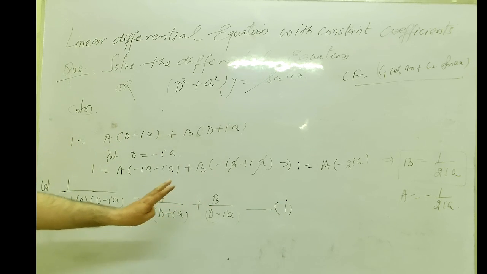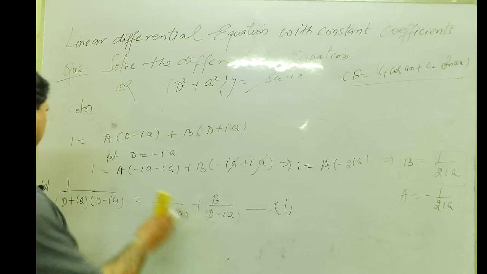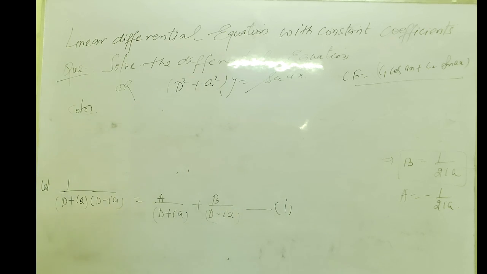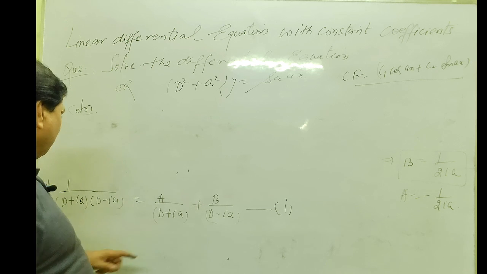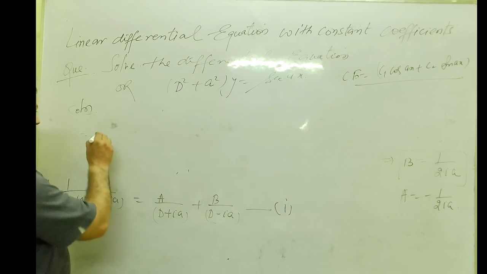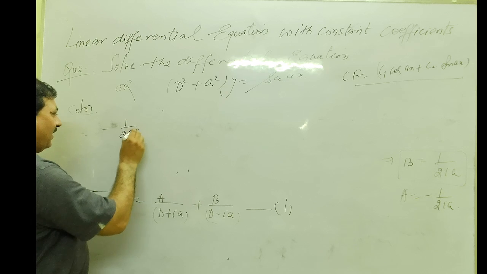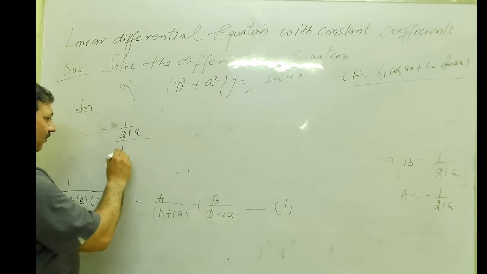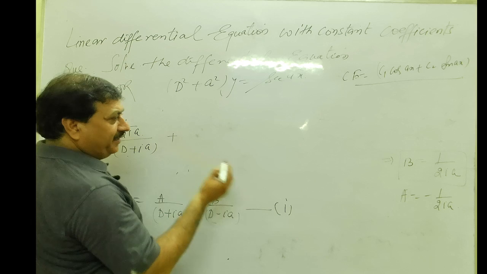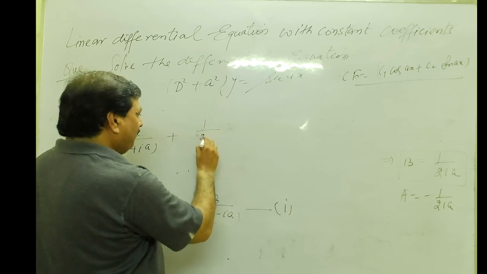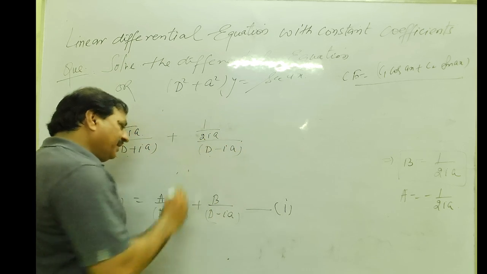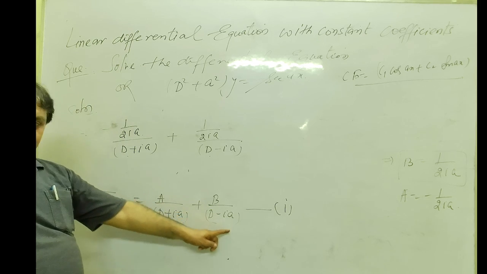Okay, my dear student, is the concept clear? Now put the values in this equation. A equals minus 1 upon twice ia, and this is the value of D plus ia, right? And this is plus sign, B value is 1 upon twice ia upon D minus ia, right? Clear? Put the values in this equation.